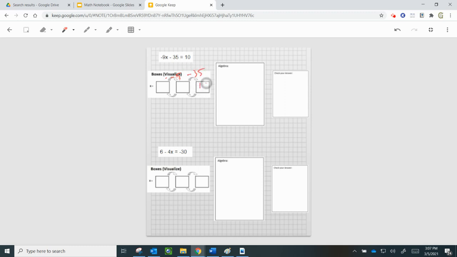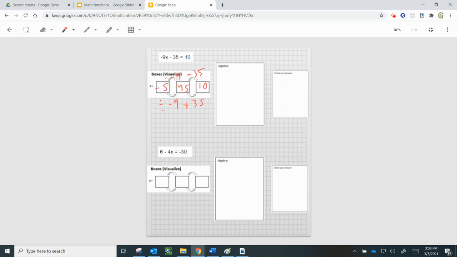And we got 10. So when I fix it, I'm keeping my 35, but now I need to add it. So 10 plus 35 is 45. And then this was times negative 9, so I keep my negative 9, but now I have to divide. And 45 divided by negative 9 would be negative 5.